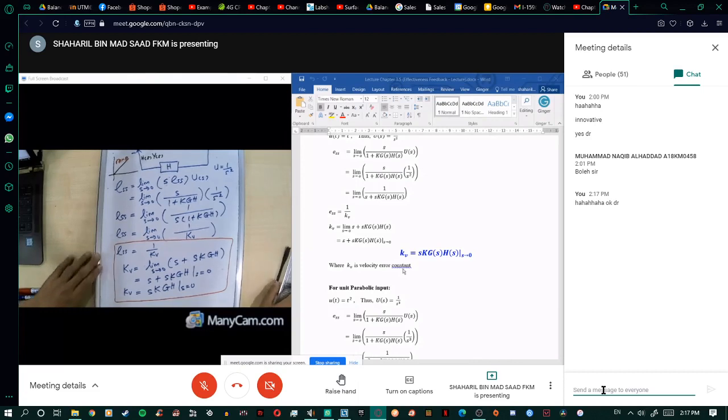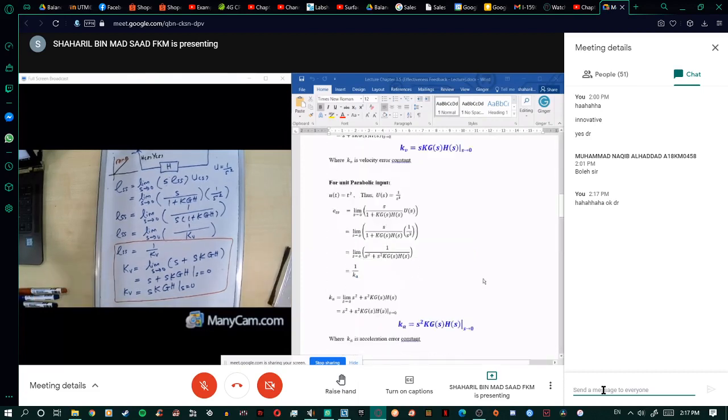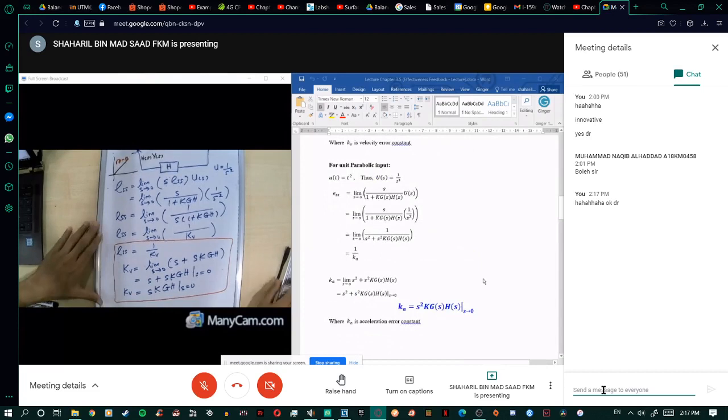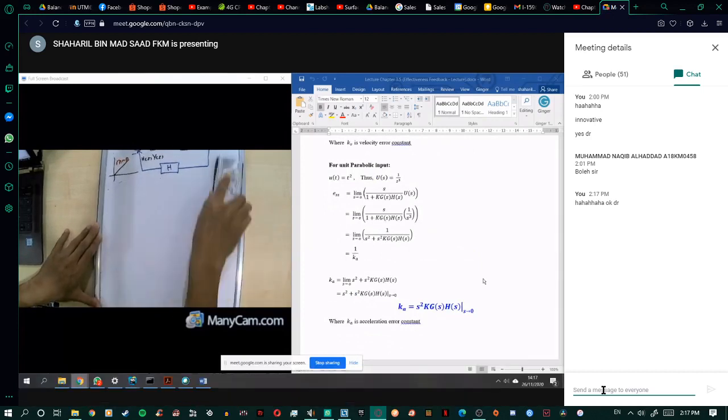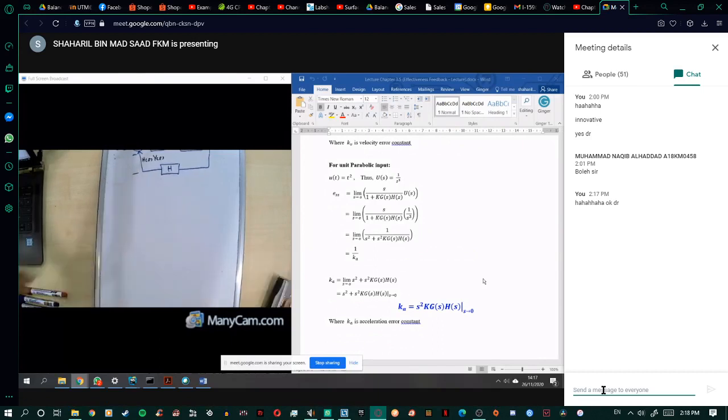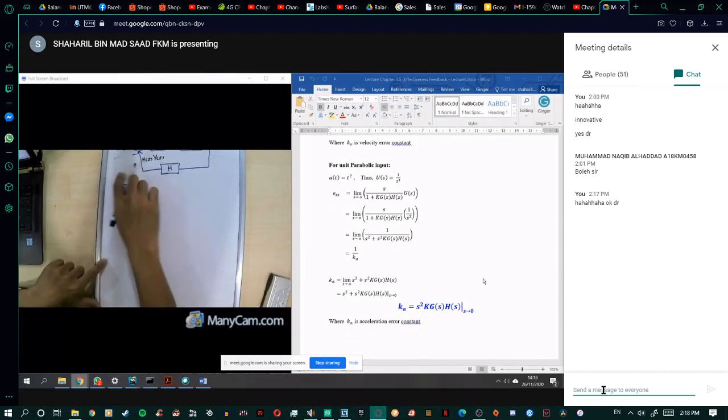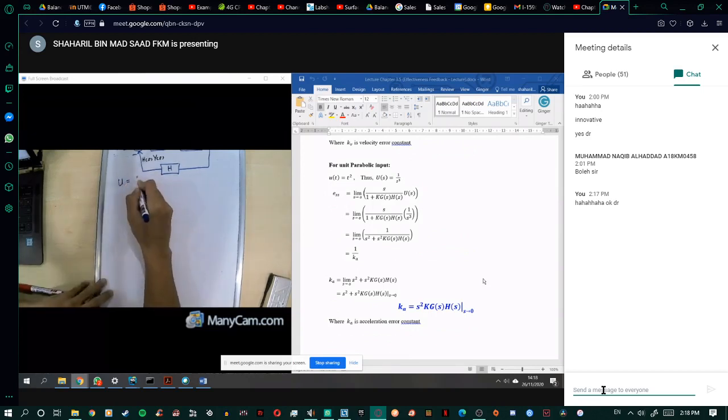Alright. Then another example is when you apply a parabolic input. I'm not going to derive it. When you apply the parabolic input, that means U equal to 1 over s cubed. Then the steady state error is 1 over Ka, where Ka is the acceleration error constant.